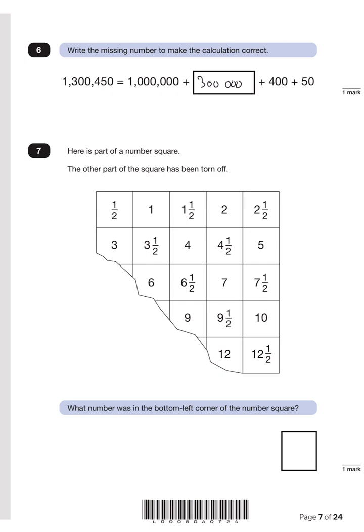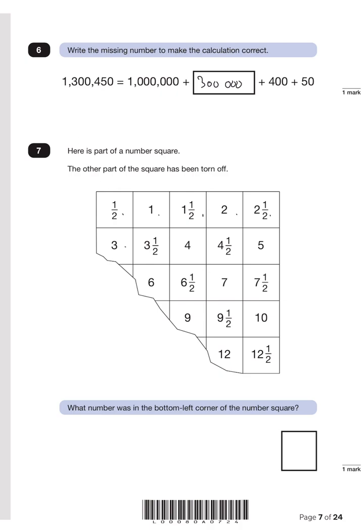Number 7. Here is a part of a number square. The other part of the square has been torn off. What number was in the bottom left corner of the number square? So if we start at the top, we have a half, and then 1, then 1.5, then 2. I can see the numbers are going up in halves. 2.5, then 3. Yeah, they're going up in halves.